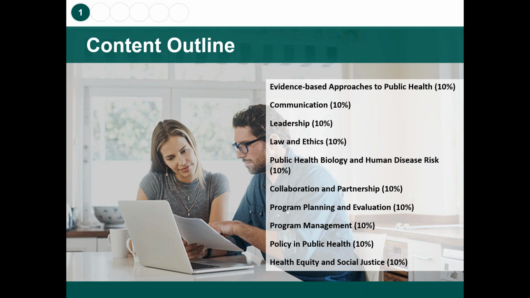So for example, in law and ethics, it's going to talk about recognizing various policies internationally and nationally on what governs and controls the different political ramifications of public health. In public health biology and human disease risk, there's different things about infectious disease and non-infectious disease, and it'll outline that kind of information. So in each of these, there will be various job tasks that you can look at to understand what goes into each of these areas.